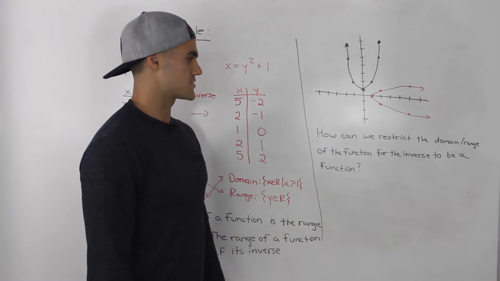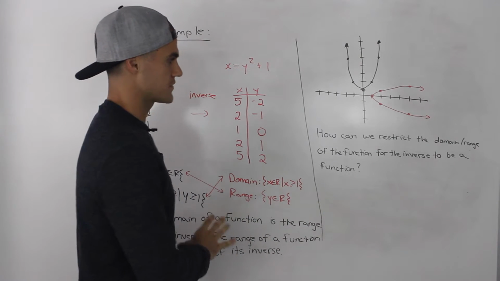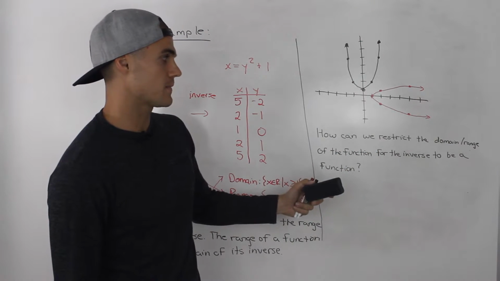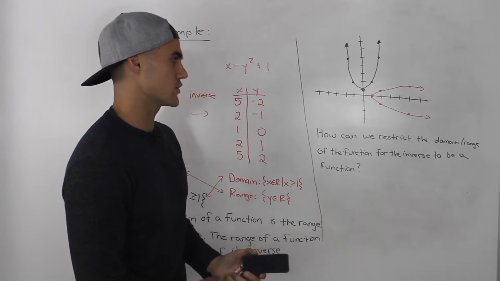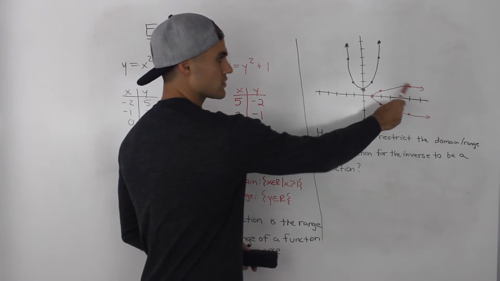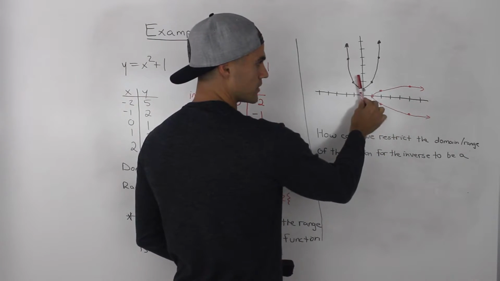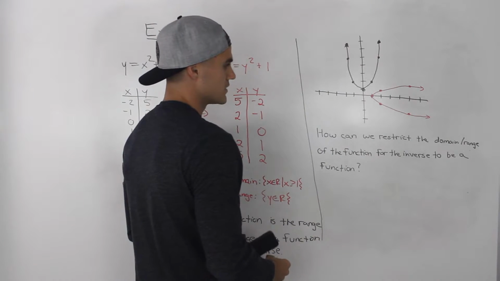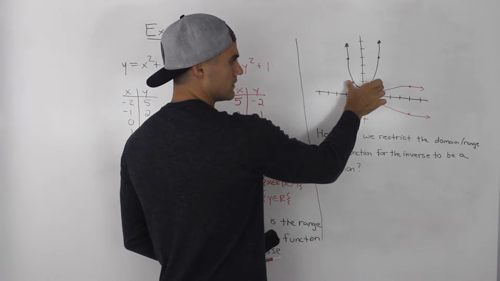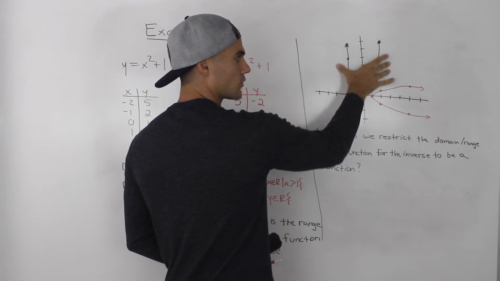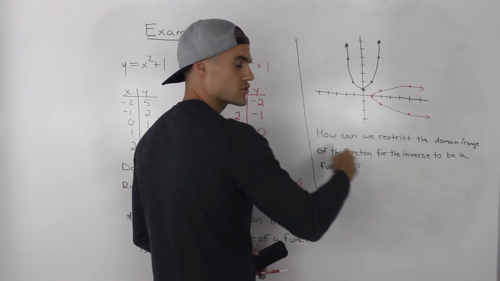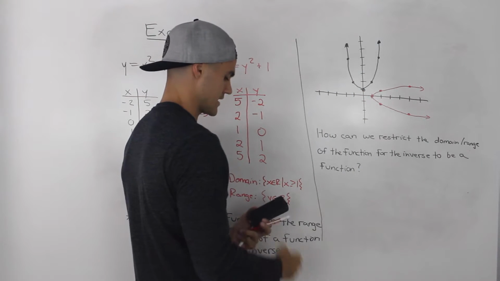Another question that comes up pretty often with these types of questions is how can we restrict the domain and range of the function for the inverse to be a function? And notice how the inverse, this red sideways parabola, is not a function because it fails the vertical line test. So how can we restrict the domain or range of the original function in order for the inverse to be a function, for it to pass the vertical line test?